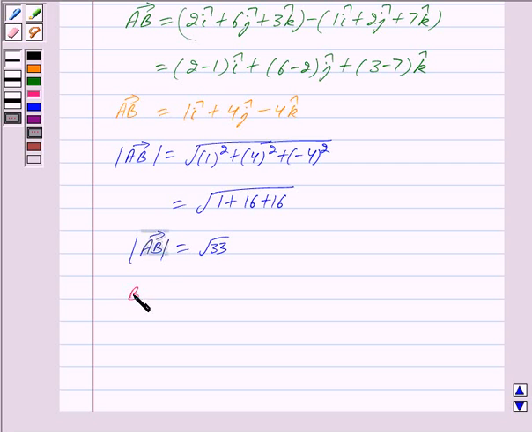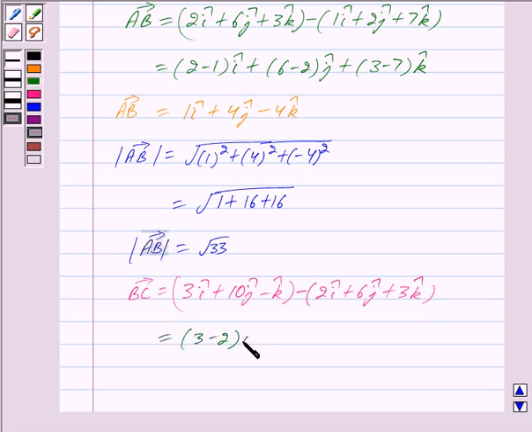Now vector BC is equal to 3i cap plus 10j cap minus k cap minus 2i cap plus 6j cap plus 3k cap. This is equal to (3 minus 2)i cap plus (10 minus 6)j cap plus (minus 1 minus 3)k cap. And this implies vector BC is equal to 1i cap plus 4j cap minus 4k cap.